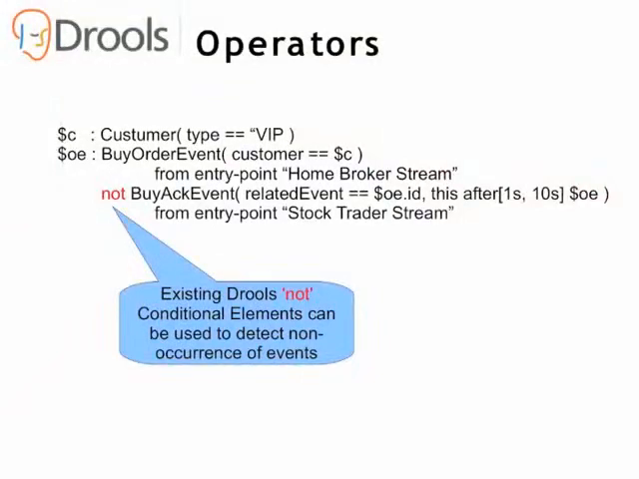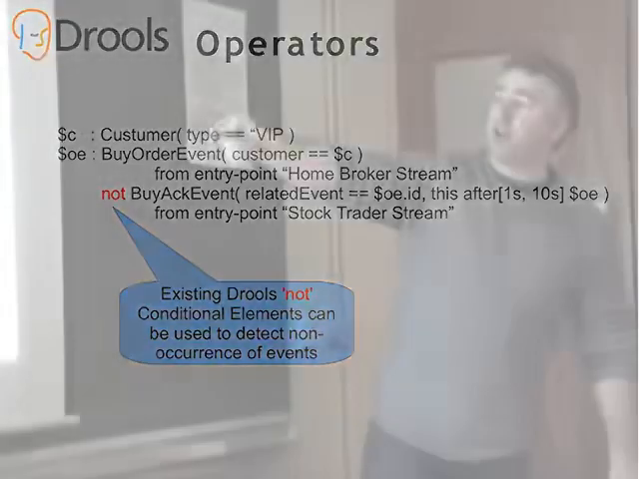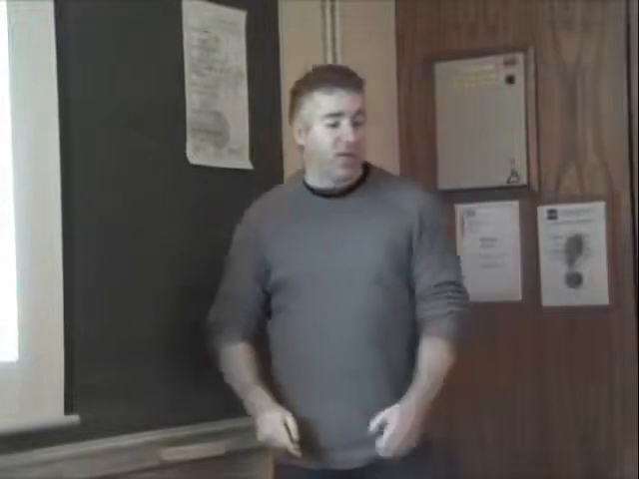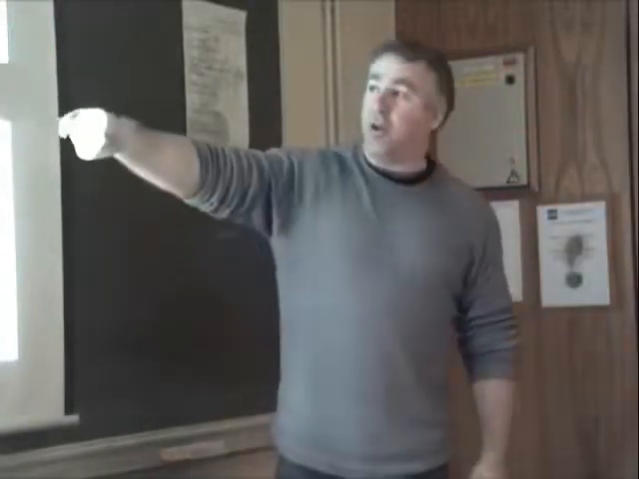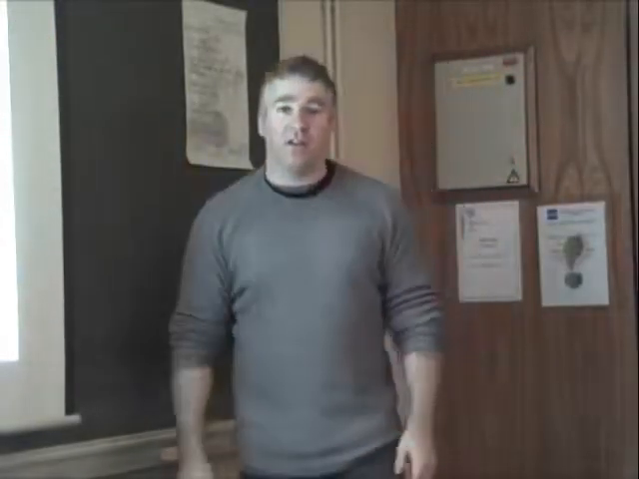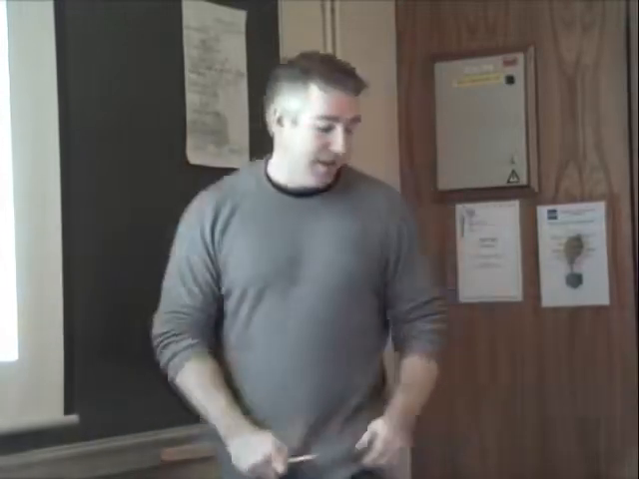And now notice again, we now have effectively 3 different areas. I've got my working memory, which is actually the default entry point. I have my home broker stream, and I have my stock trader stream. It's correlating all 3 of these, checking for absences of events. How much code do you have to write to do this in RHQ? A lot. And you have to maintain it.